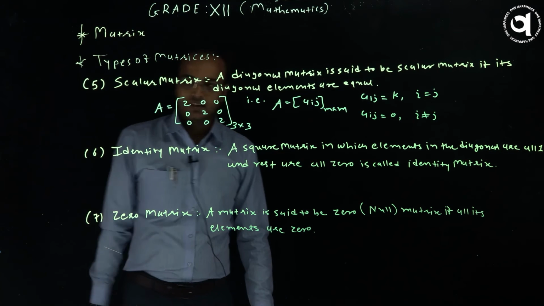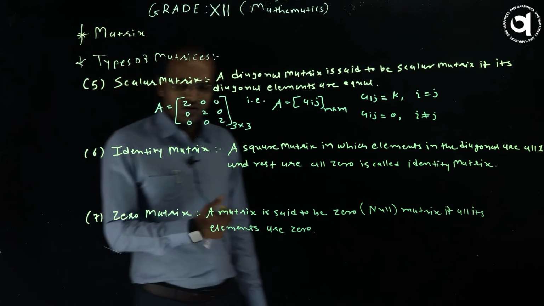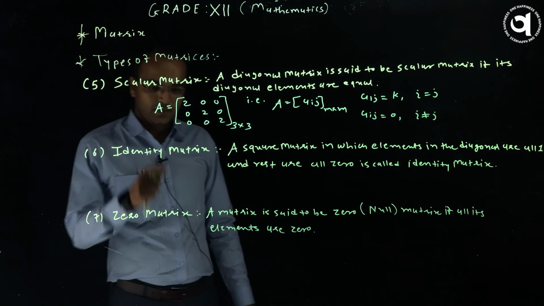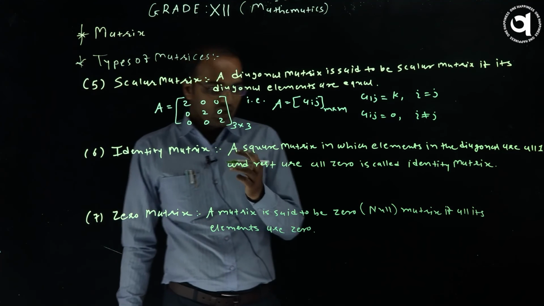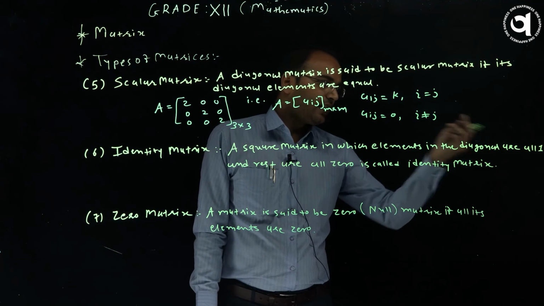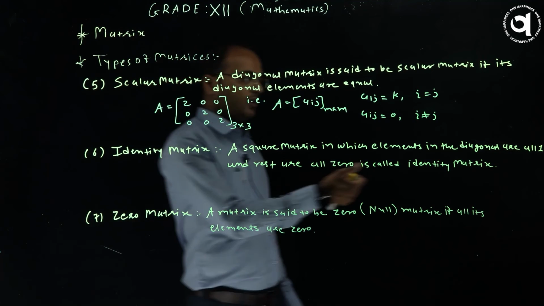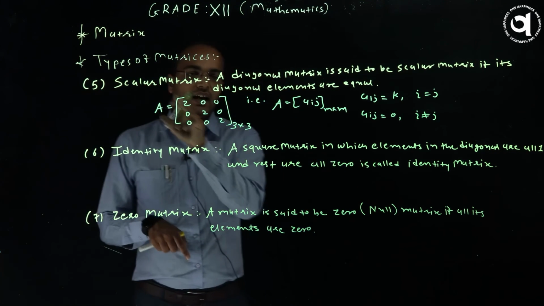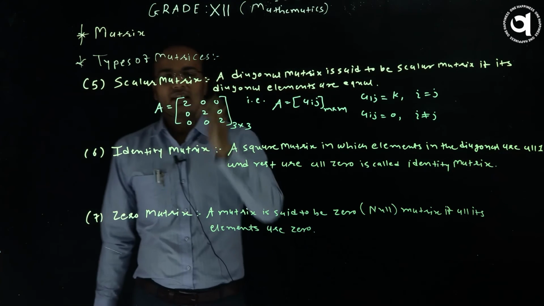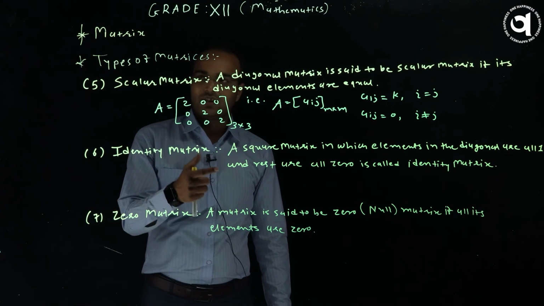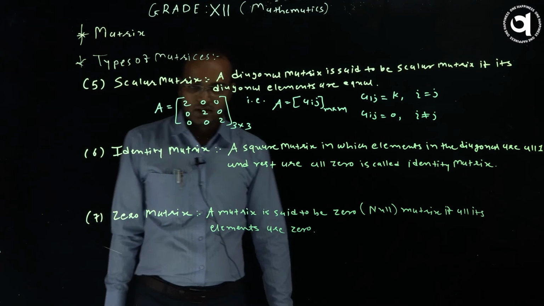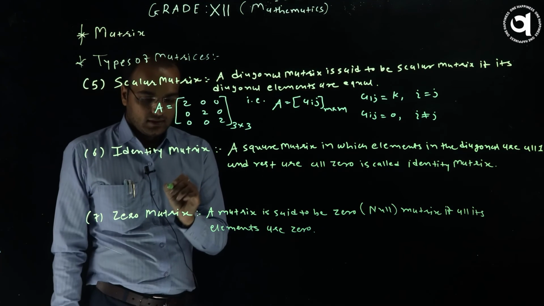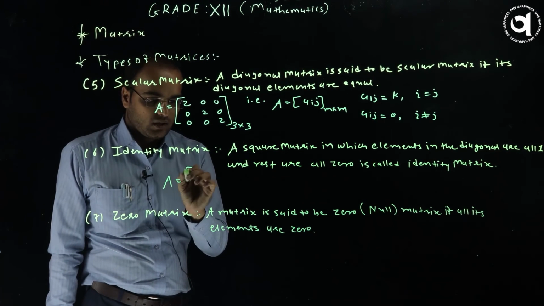Okay, and now the next one is the identity matrix. We have an identity card, so we see our photo in that identity. That means identity means the same thing. A square matrix in which the diagonal elements are all 1 and the rest are all 0 is called an identity matrix. That means an identity matrix is one type of scalar matrix, but with some particular properties.